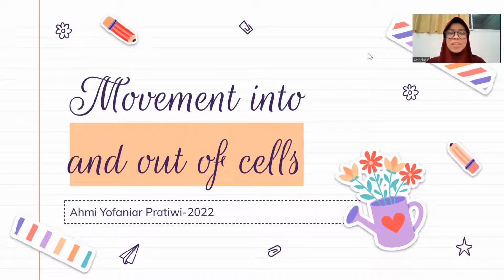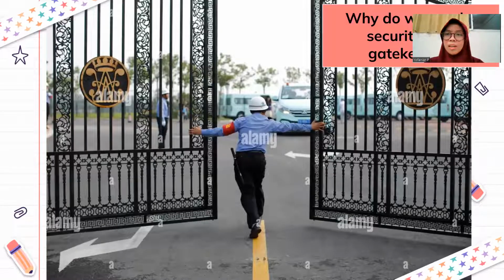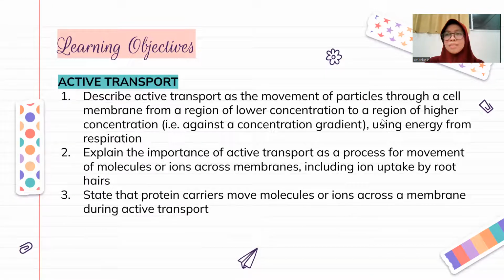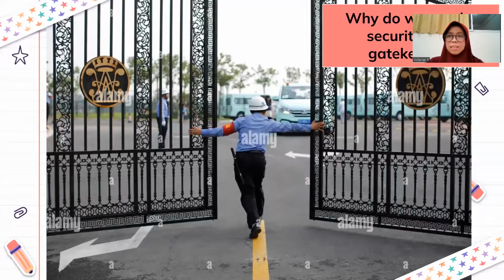So this is the third chapter of our discussion in biology class, the movement into and out of the cells. And these are our learning objectives. So basically, we are going to discuss diffusion, osmosis, and active transport. We are going to focus only on these three. Okay, so first, let's take a look at this.